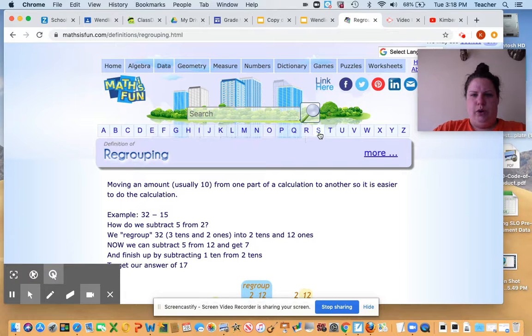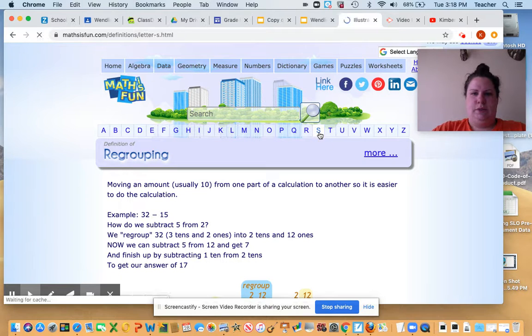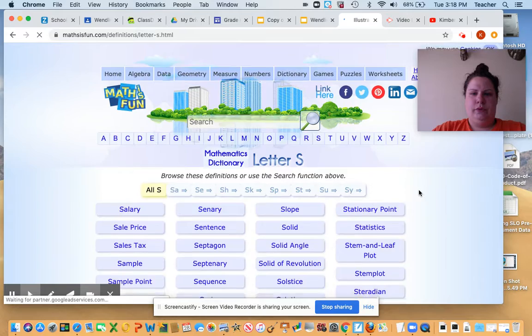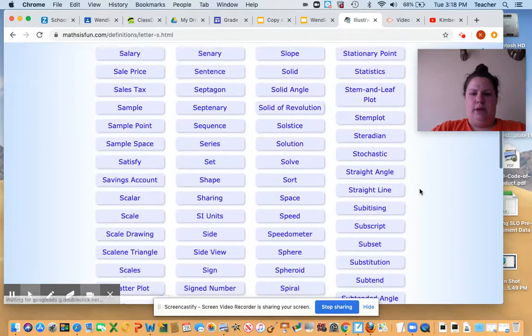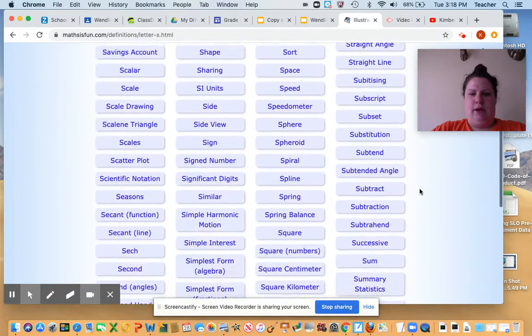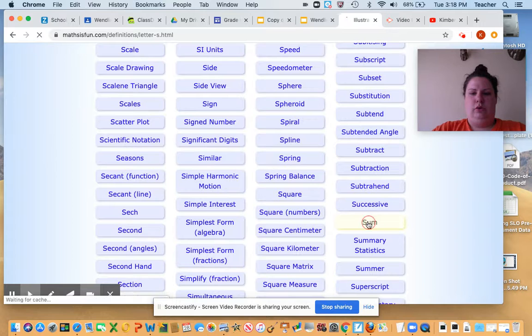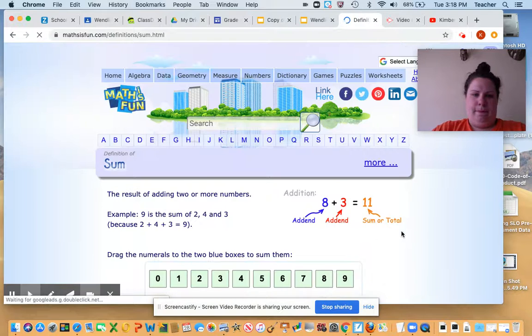The next word in our word bank is sum. So I'm going to click on S, scroll down until I find sum, S-U-M, over here on the right. Sum, the result of adding two or more numbers. So this sum is the answer to an addition problem.